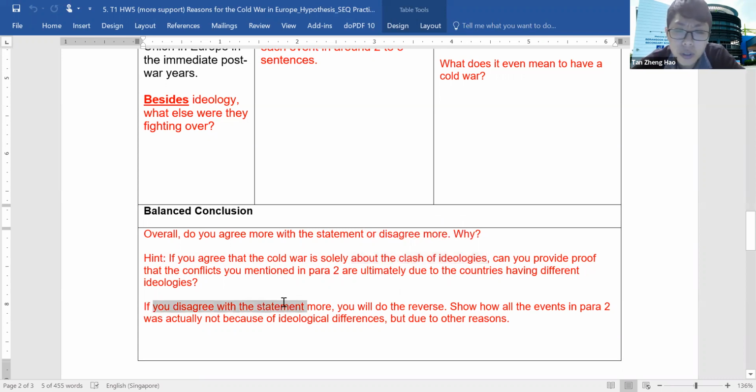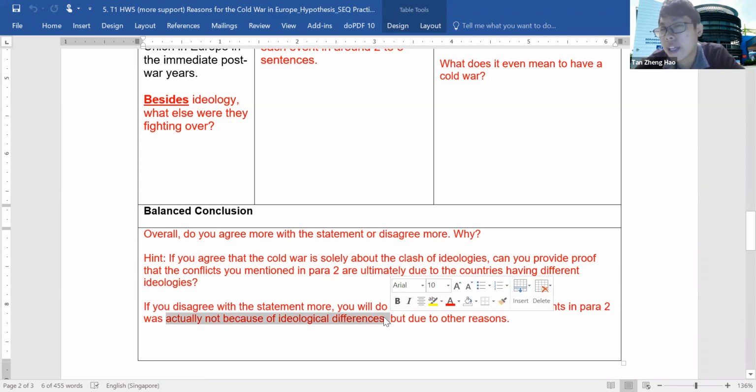Or you can even choose to disagree with the statement. So you have to do the reverse. For example, in paragraph 2, we said they are fighting over territories, fighting over influence. You can maybe mention that it has nothing to do with ideology. These two countries just don't like each other. They can be both democratic or both communist, and they can still have a lot of differences. It's not because you are communist that I'm targeting you. It's simply because I think you are a stronger country than me, and therefore I'm very afraid of you.